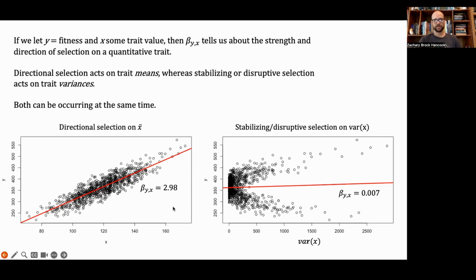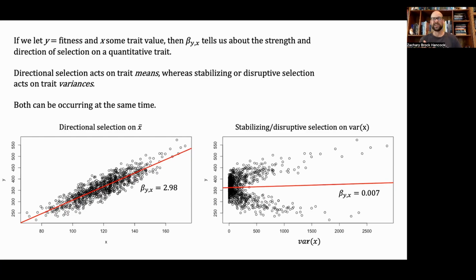So this one on the left here, this is for just the raw trait values on the x against fitness on the y. The best fit line that's defined by the beta regression coefficient is equal to 2.98. What that tells us is that every generation, selection can change the mean of this distribution by 2.98. And that is what we call directional selection. Directional selection specifically acts on the mean of trait values.